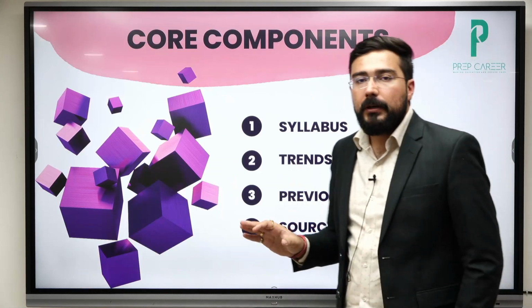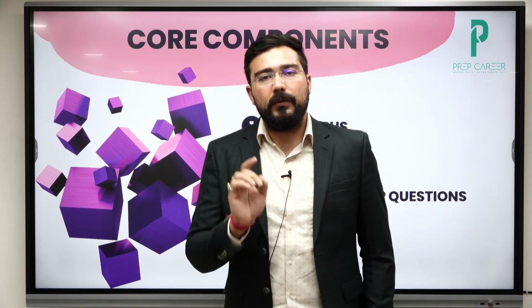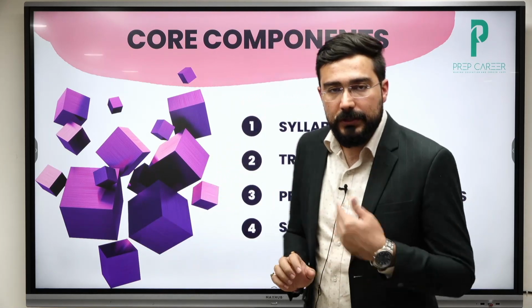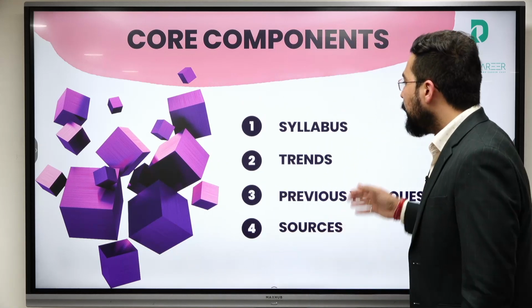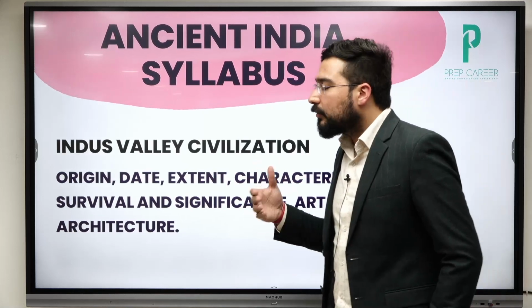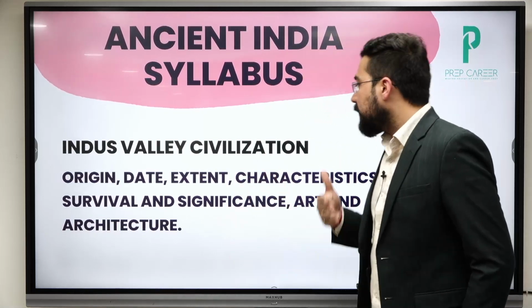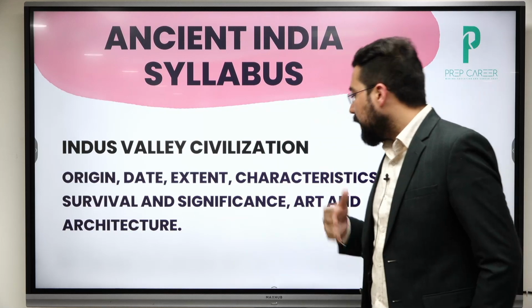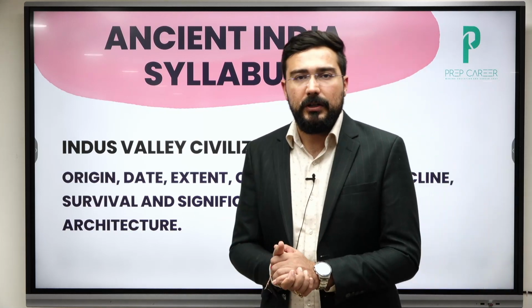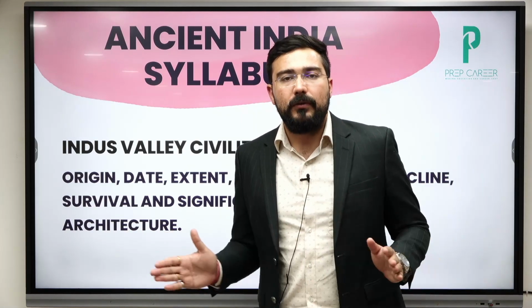So in this topic, you're more or less going to get one question every year. So that's why it's very important. इसको अच्छे से करो so that you can get more marks in paper one. Let us see the syllabus. So if you see the syllabus, it talks about the origin, dating, extent, characteristics, decline, survival, significance, and art and architecture. So very comprehensive topic, all right.